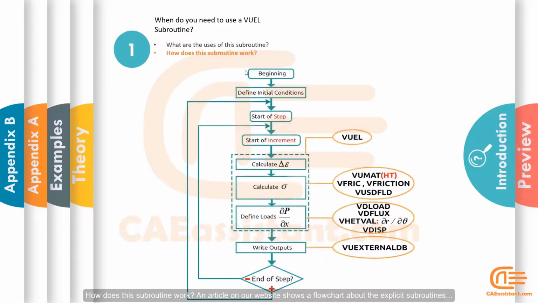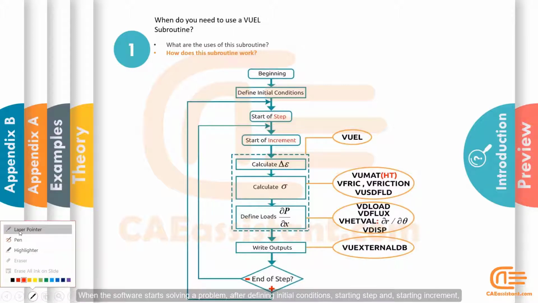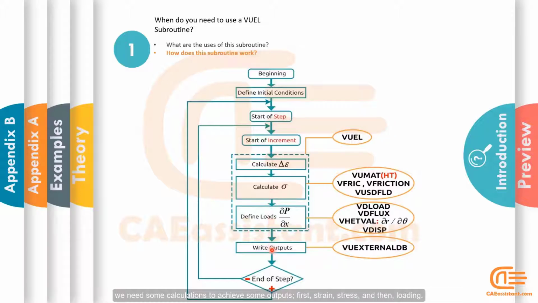How does this subroutine work? An article on our website shows a flowchart about the explicit subroutines, which is very similar to the standard ones. When the software starts solving a problem, after defining initial conditions, starting steps, step, and starting increment, we need some calculations to achieve some outputs.